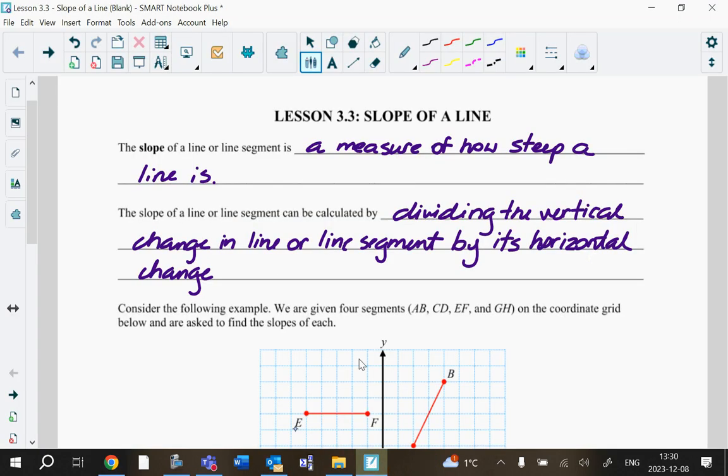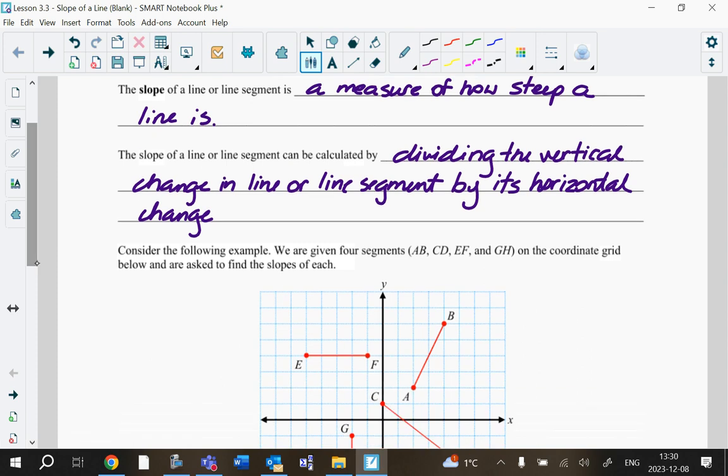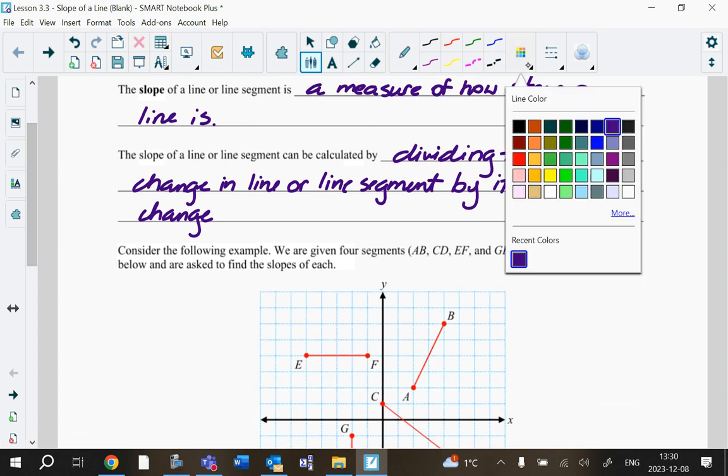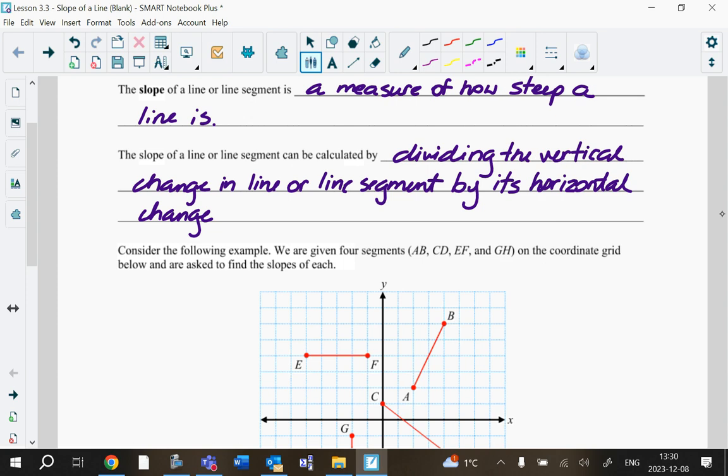Okay, back to this. A way to remember it, instead of remembering all these words, is rise over run. Rise means vertical, run means horizontal. And rise doesn't always mean positive. You can rise negative, which means you go down. We'll see that with a few of these examples.